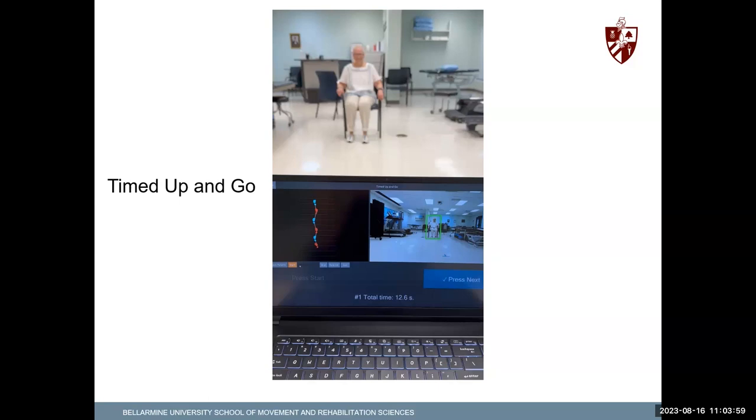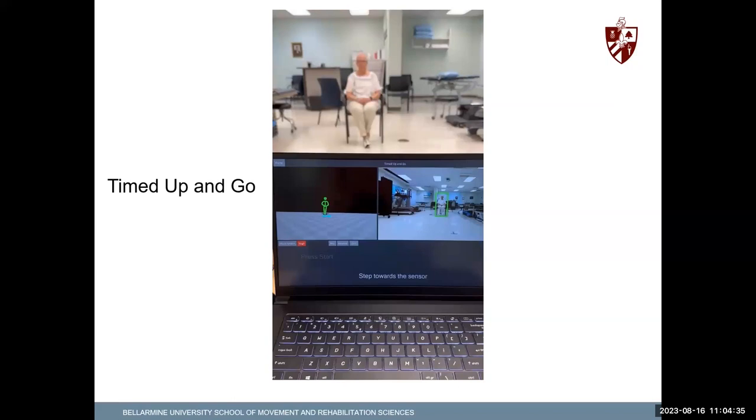Depending on which research data point you use, the cutoff score typically ranges around 12 seconds for falls risk or not. And as you can see, the computer screen's on the bottom, and then I tried to get a clip of her on the shared screen with her on the top. It analyzes her movement, times it, and records that data throughout the time that the participant takes to move. I'm gonna go to this next screen.